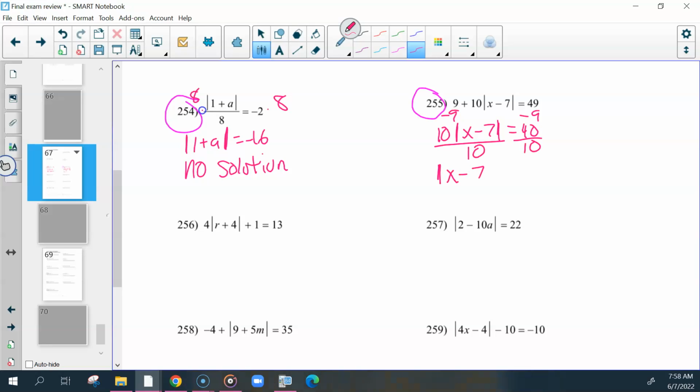You have the absolute value of x minus 7 equals 4, which is a positive number, so we can then solve this. And we're going to set this equal to a positive and negative version of this. So negative 4 equals x minus 7, which equals 4. And then add 7 to both sides. So 3 equals x and 11. And then put that as a solution.